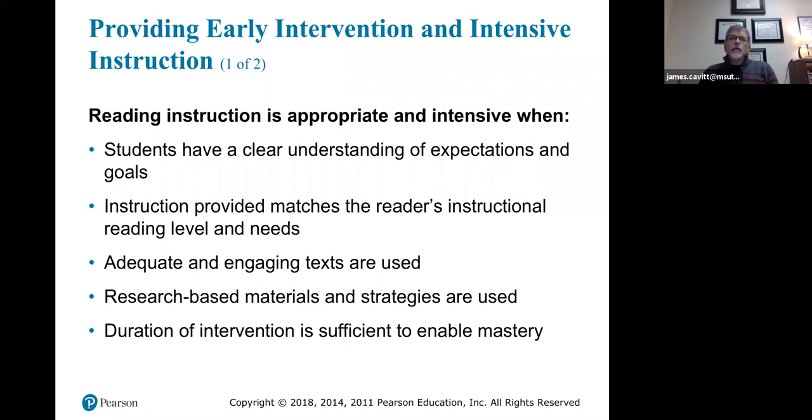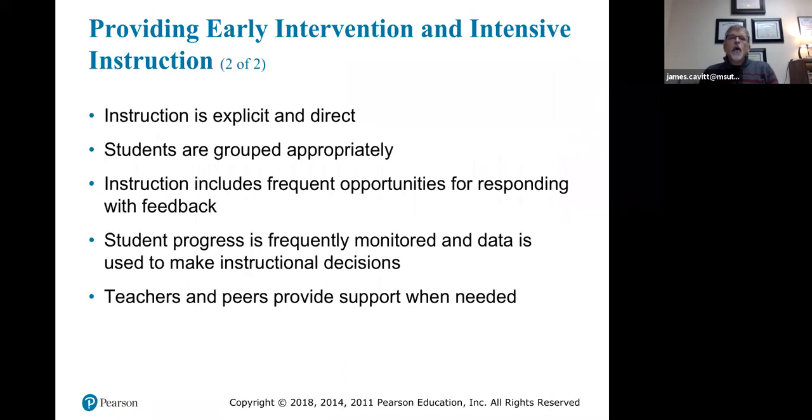Early intervention and intensive instruction. These are some things that you need to be very involved in your classroom. Remember, begin with explicit and direct instruction, and then get the students to engage in independent practice. That's the best process. So go from explicit instruction, more restrictive, to less restrictive independent practice.